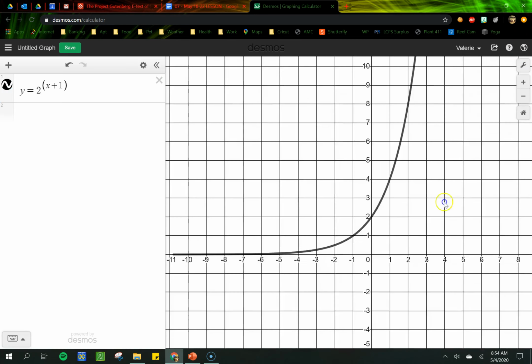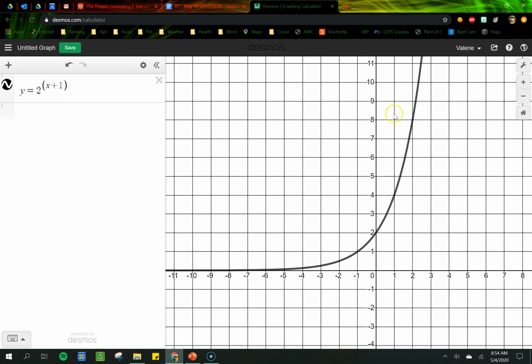Okay, so some things that I want you to notice here. We have an increasing line, which is what we expected. That's an exponential growth. And if we hover, we can see some special points. It looks like (1, 4) is going to be an ordered pair. And we can get other ordered pairs. If we hover here, yep, there it is, (-1, 1) is going to be an ordered pair as well.